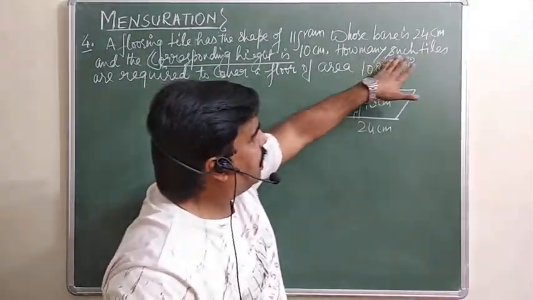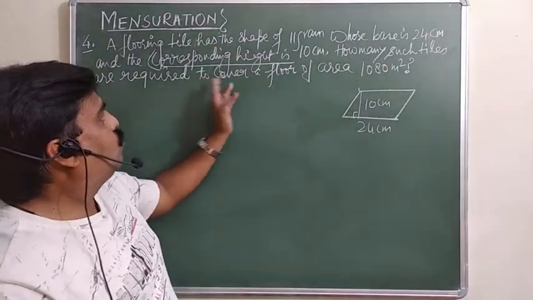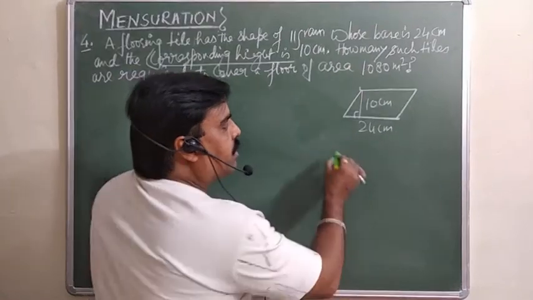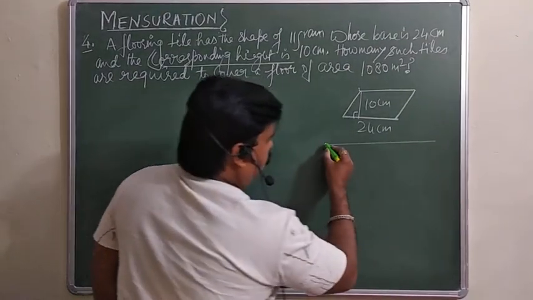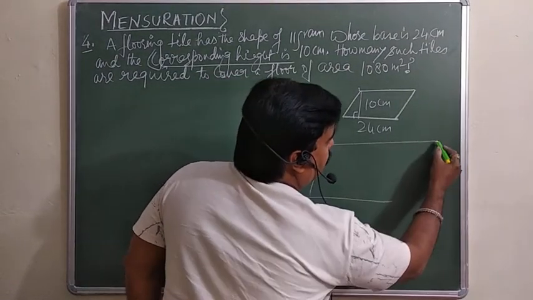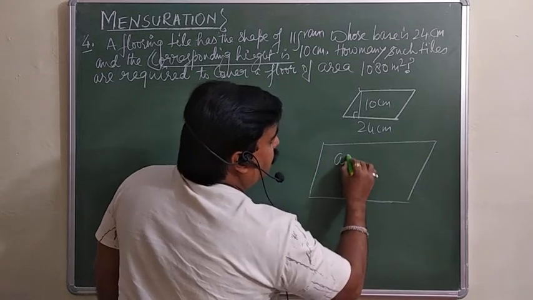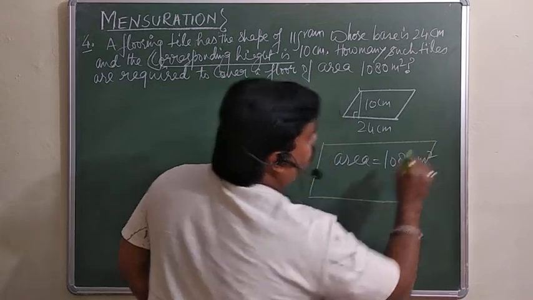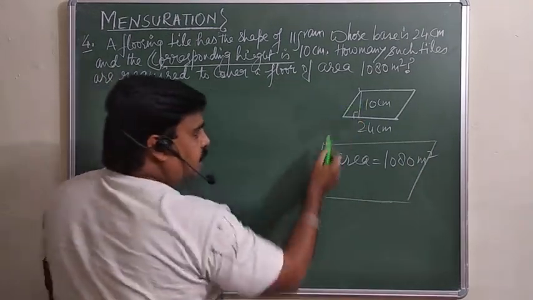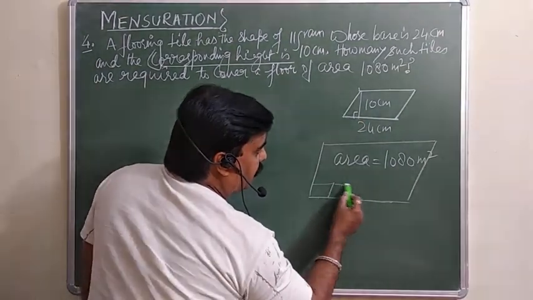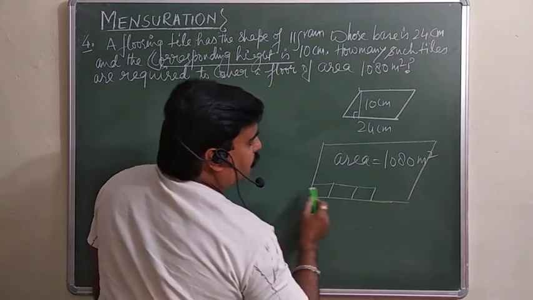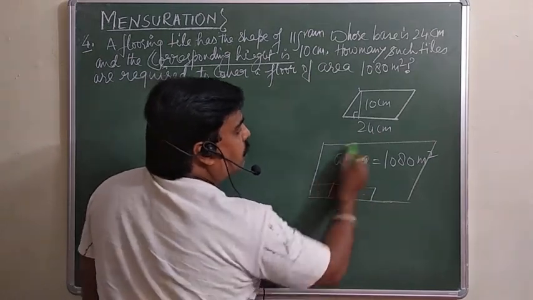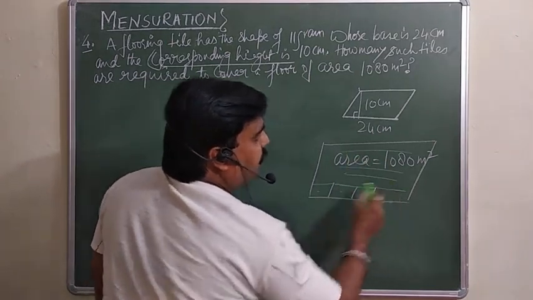What is the question saying? How many such tiles are required to cover the floor of an area? Any area, we don't know the shape of that one. It can be anything, like it may be this one. The area of this is given as 1080 meter square. We have to lay these tiles in it like this. So how many tiles are required to cover this whole area? That we want to know.